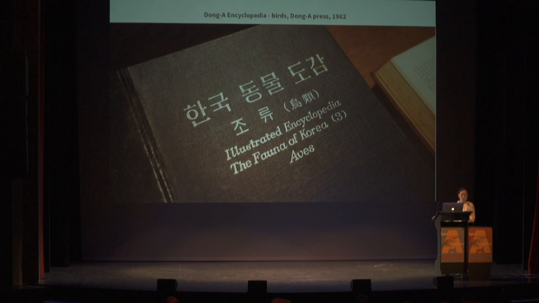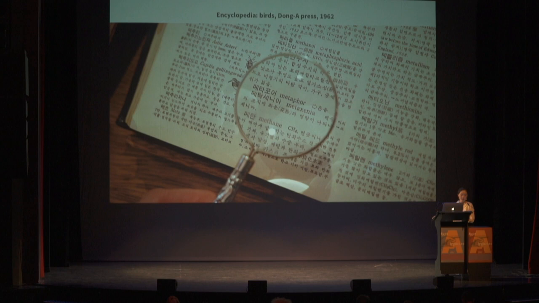Sadly, Donghua Press does not exist, and at this time, I was not able to find his drawings. Instead, I found these several books using his types. And the typeface has the balance aligned mid-right side for the vertical writing.